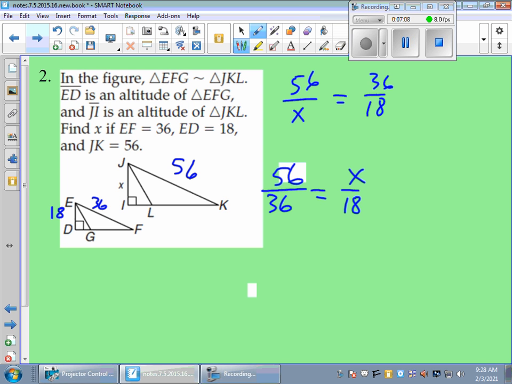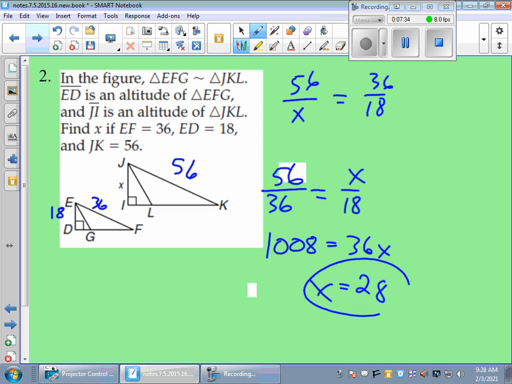And the main thing to be consistent with here is, if you start with one object, you put that on top, then you have to do the same with the other side. 56 times 18 is 1,008. 1,008 equals 36x. When you divide that out, you're going to get an answer of 28. And if you did the same number above, you'd get the same thing up there. X is 28.